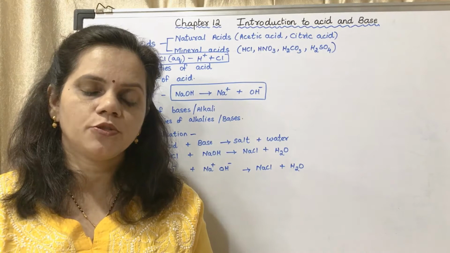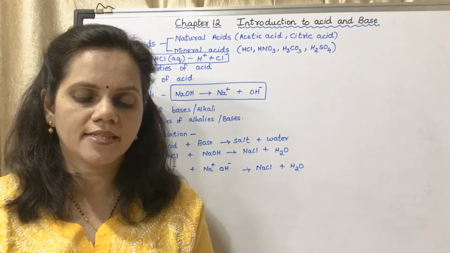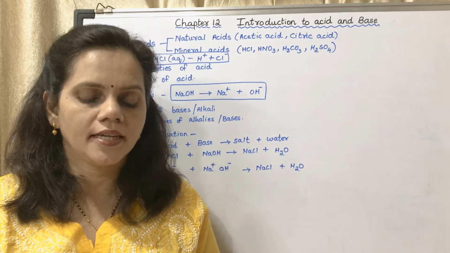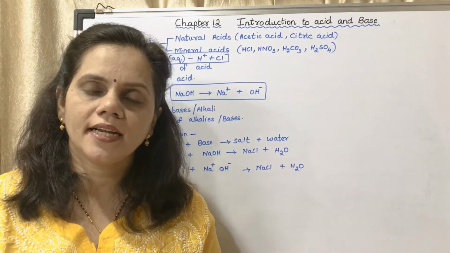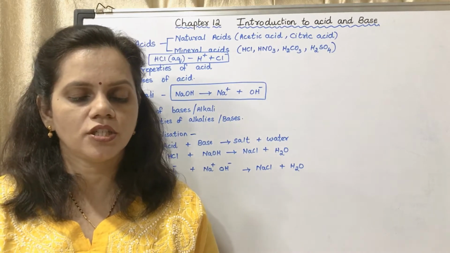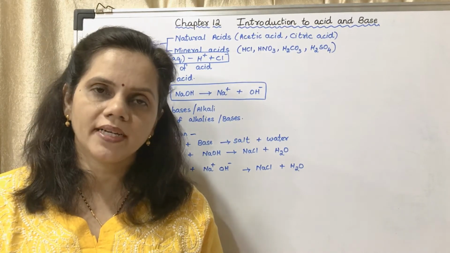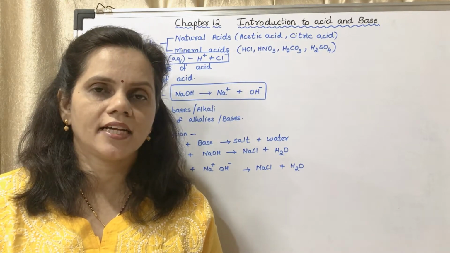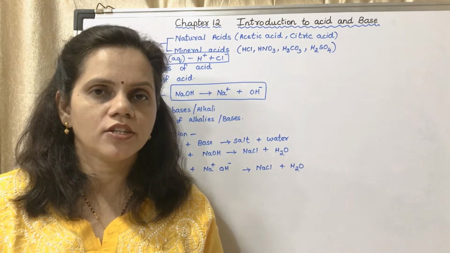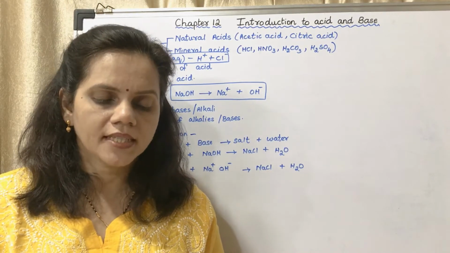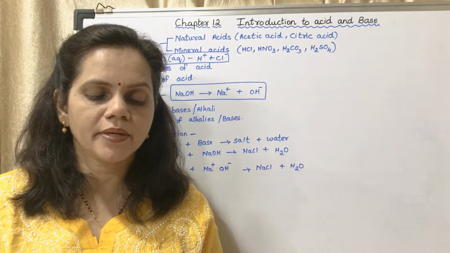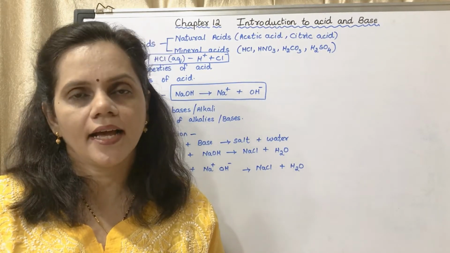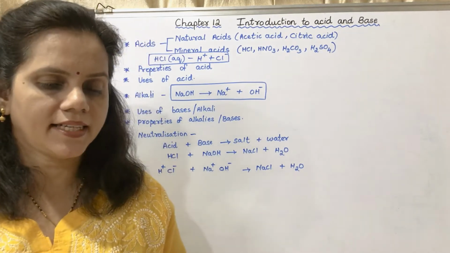Now on the next page, page number 86, properties of acid. Acids are sour in taste. Acid molecules contain hydrogen ion as a main constituent. Acid reacts with metal to form hydrogen gas. It is a very important point. Acid reacts with metal to form which gas? Hydrogen gas. Acid reacts with carbonates and liberates carbon dioxide gas. Blue litmus turns red in acid. These are the properties of acid.